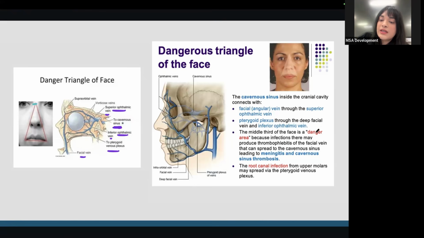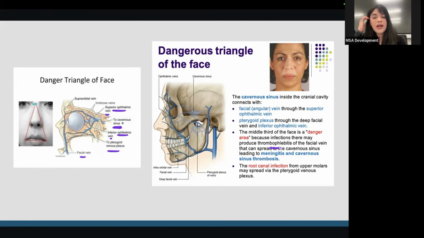So the middle third of the face is a danger area because infections there may produce thrombophlebitis. So what is thrombophlebitis? Let me read off the definition. It is an inflamed vein with clot formation. So if the vein gets inflamed and there's clot formation, you call that thrombophlebitis. And if there's bacterial infection as well, it's called septic thrombophlebitis.